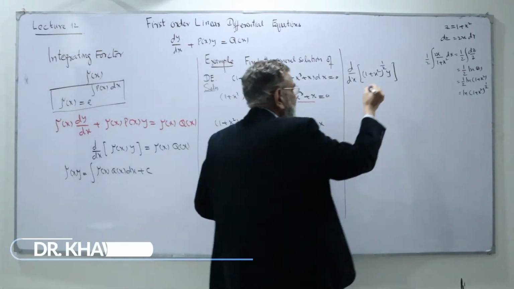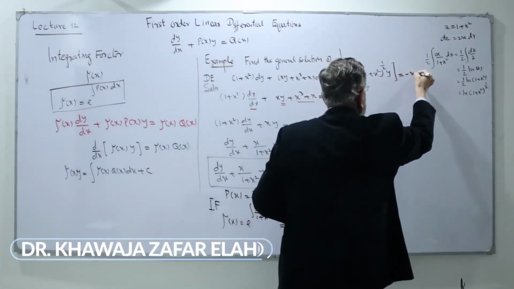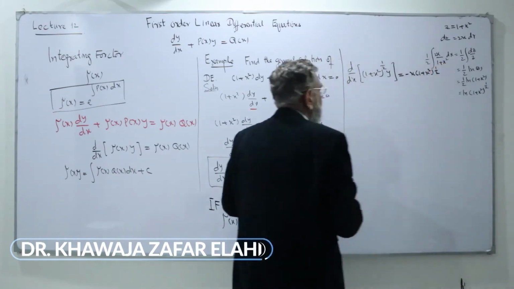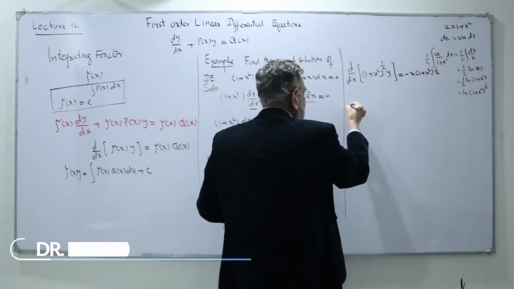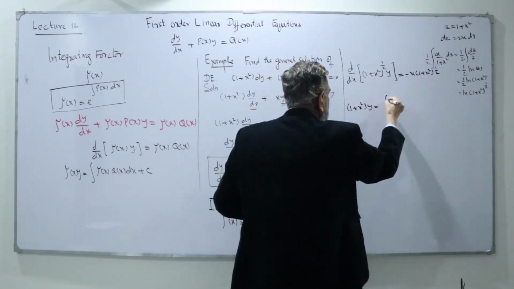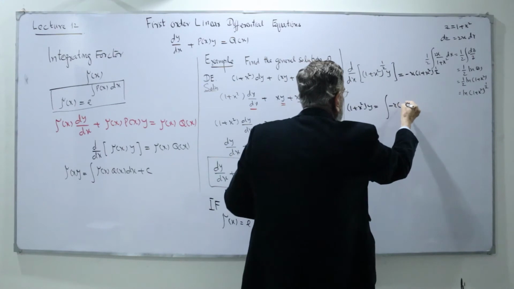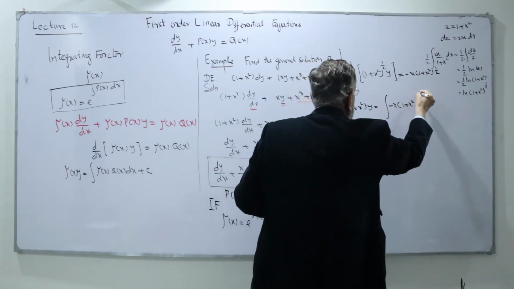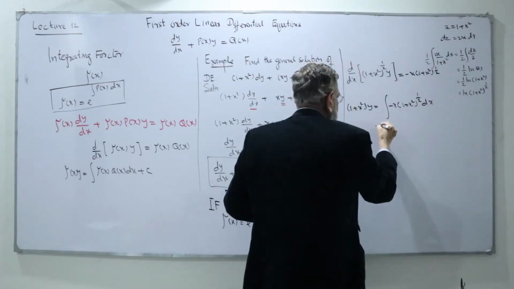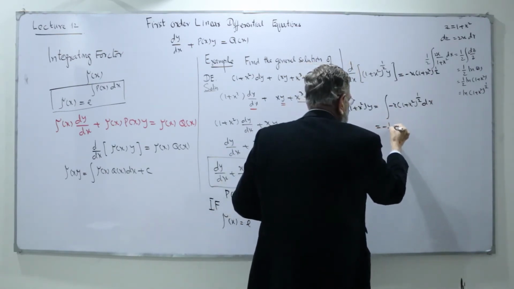What's my q of x? Q of x is minus x, so minus x into 1 plus x square to power 1 by 2. So we integrate both sides. I'll get 1 plus x square times y is equal to the integral of minus x times 1 plus x square to power 1 by 2 into dx. I take minus 1 common, I multiply by 2 and divide by 2.